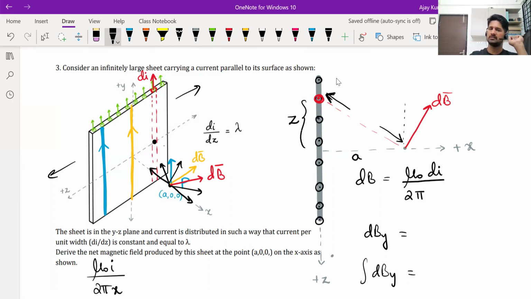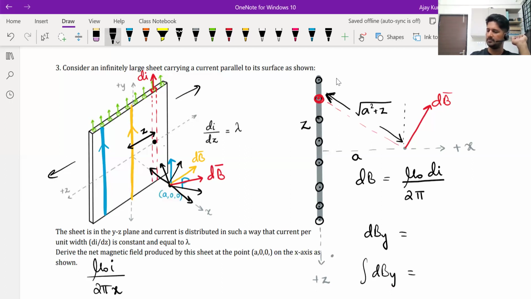Towards you is the y-axis. The sheet is along the z-axis, as you can see. In that diagram also, this distance is the z coordinate. Is this clear to all of you? Any question if you have, you can ask. So this is z, that side is a, then this becomes root of a square plus z square.